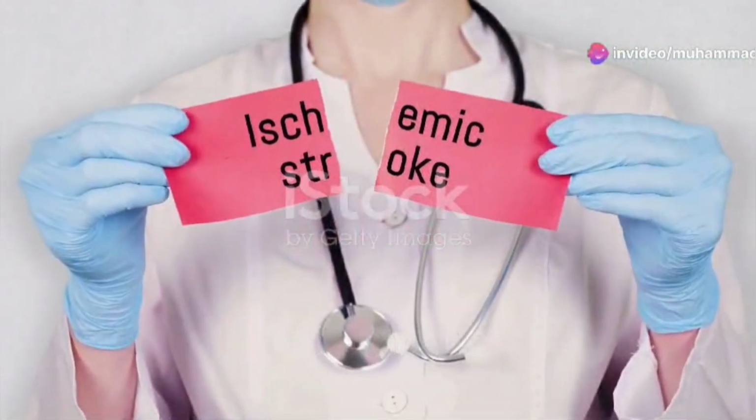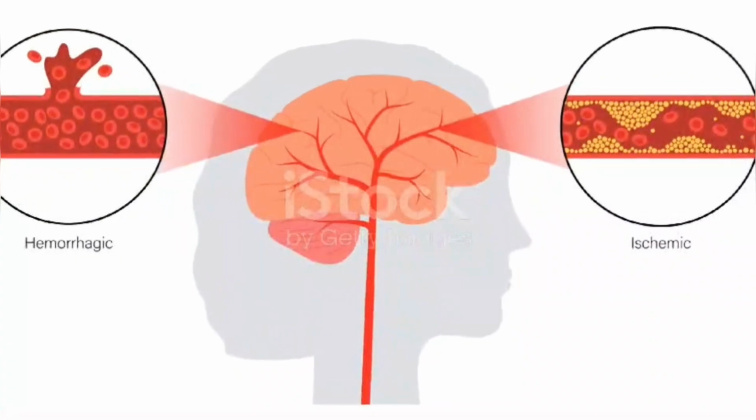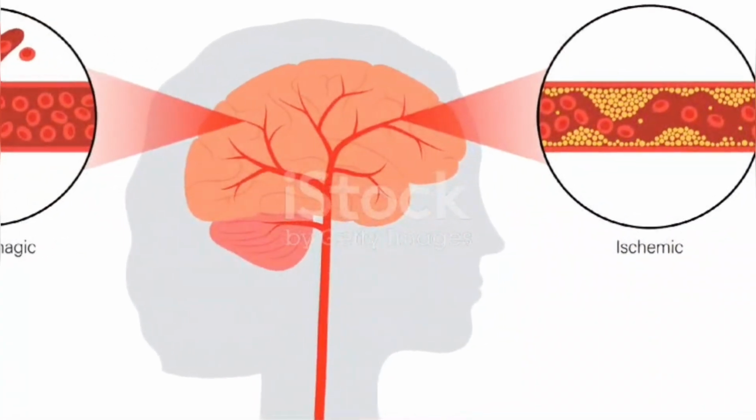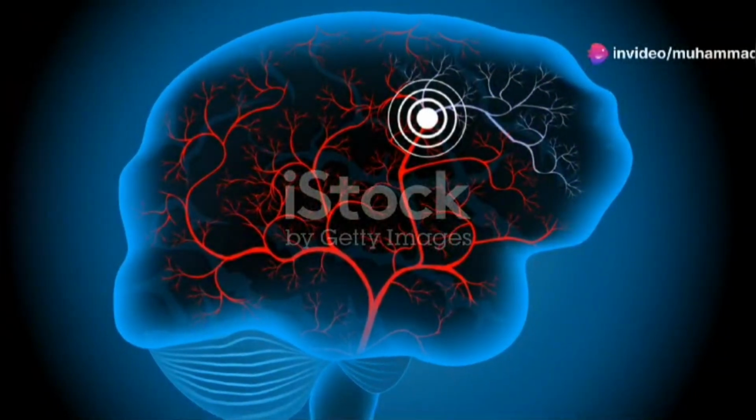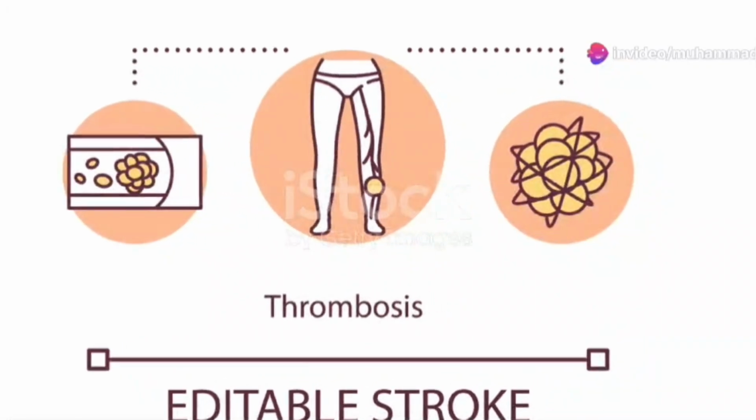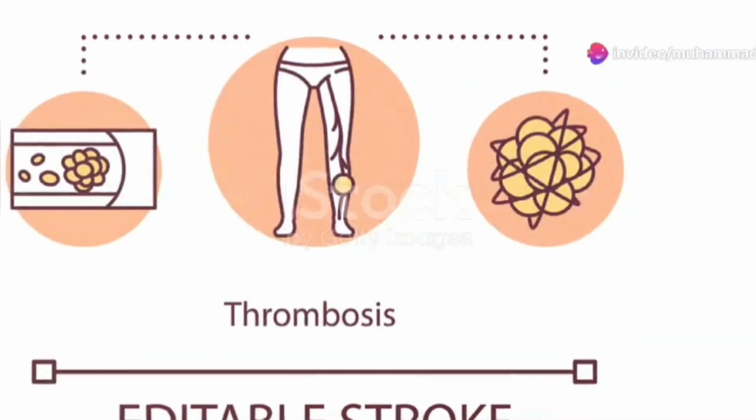Ischemic stroke is the most common type of stroke. It occurs when a blood vessel supplying the brain becomes blocked. This blockage prevents blood flow, leading to brain cell damage. Two main subtypes of ischemic stroke exist: thrombosis and embolism.